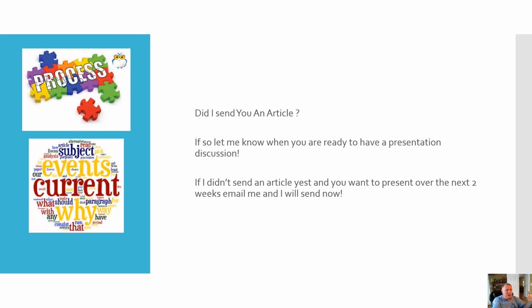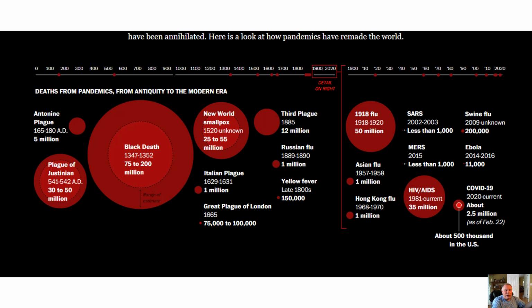Just a few things now to give you some perspective on other things that are going on. Here's a look at how pandemics over time have remade the world. And pandemics are nothing new. But I'd like to share this with you: we go back, and one of the first plagues was the Antonian plague. It killed 5 million people. Then there was the plague of Justinian, 30 to 50 million. The Black Death, which is really the worst one that we've ever seen, from 1347 to 1352. And between 75 and 200 million people died from the Black Death.